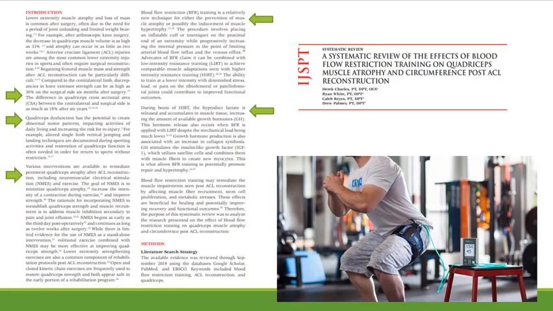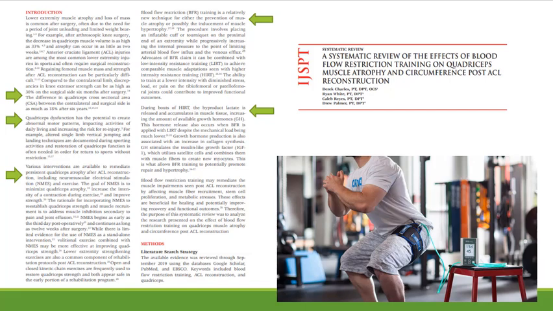Here's an example of a systematic review. Something from my world. We can see the guy there doing a squat, doing the squat with blood flow restriction training or that occlusion cuff applied to the proximal thigh, just on one side. But what this particular systematic review is looking at is the effects of blood flow restriction training on quadriceps muscle atrophy and circumference after an ACL reconstruction. And I'm not going to read through the whole introduction here, but this can give you a nice idea.